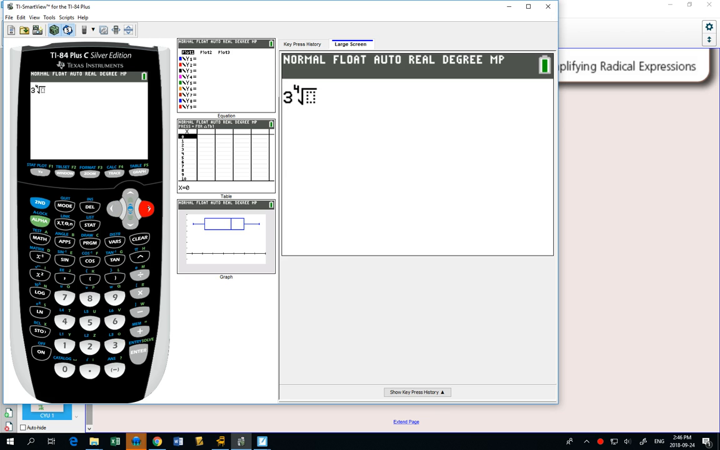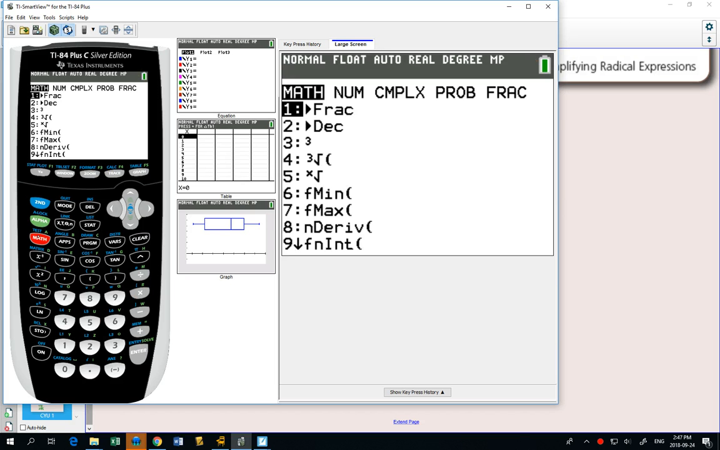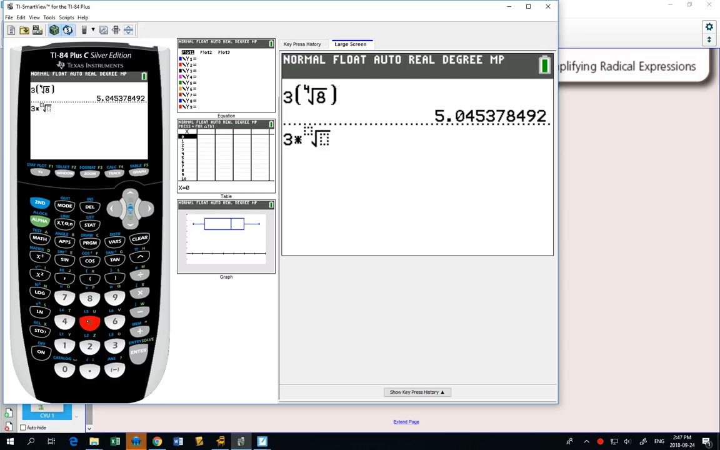Was it 3 4th root of 2? Is that what it was? 4th root of 8. Thank you. What's that? Oh, and then you have to go into and use your arrow key to get to that blank part? Does it work? Okay. So we can do 3 times, I'll put the times there, math, go down to the 5th one, 4th root, and then allows you to type that in, use your arrow key to move over, and we get 5.04.